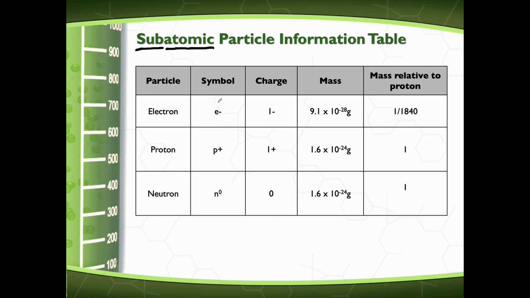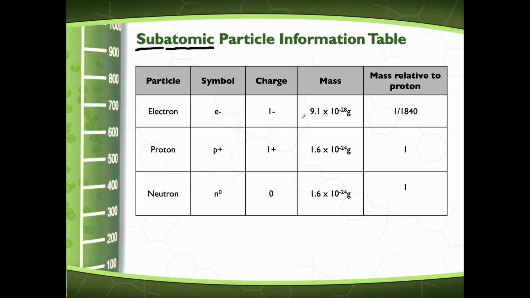Now, notice that each one of them has a much simpler symbol: E with a little superscripted minus, P with a superscripted plus, and then N with a superscripted, what looks like a zero to it. We couldn't call that naught, but just think of it as an N with a little zero above it. That's the easiest way for right now. The charges: electrons carry a 1 minus charge, so they're negative. Protons a 1 plus charge, and neutrons have no charge. They are neutral.